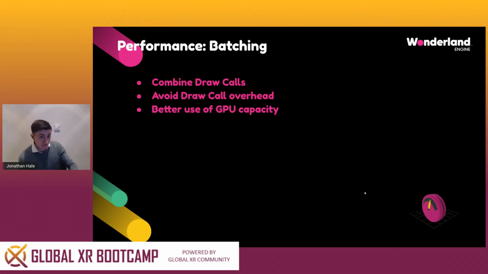So batching now combines the draw calls to avoid the draw call overhead where possible. And that allows us to also use the GPU capacities way better.